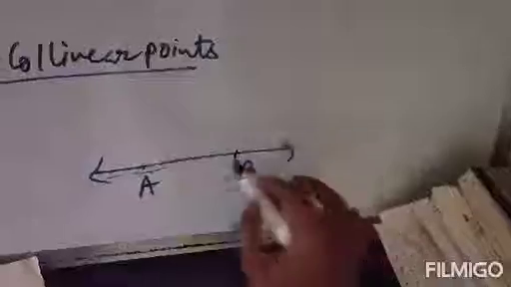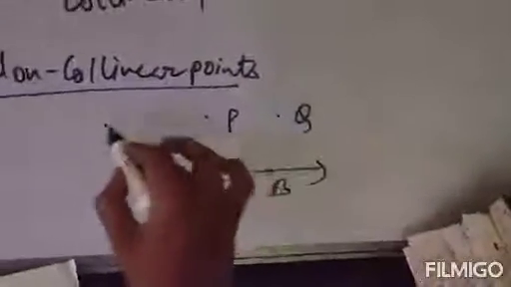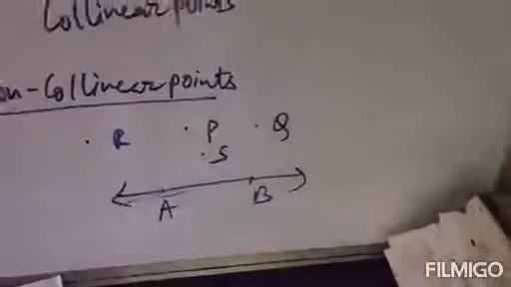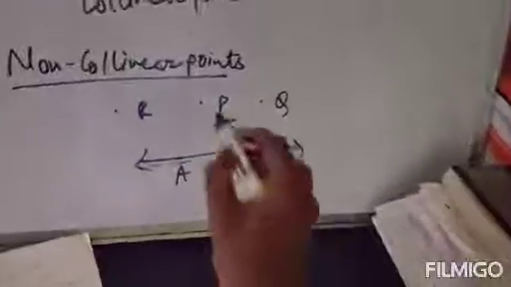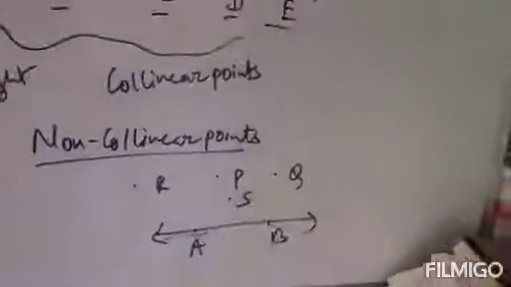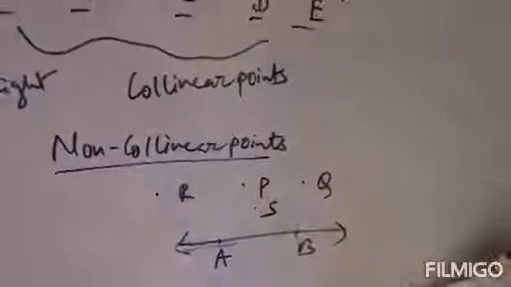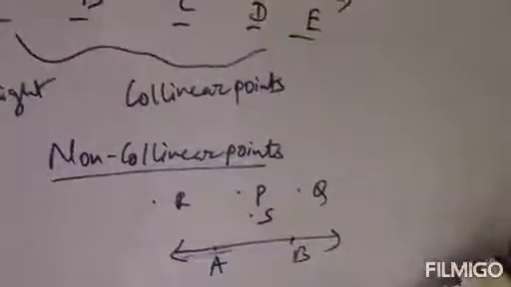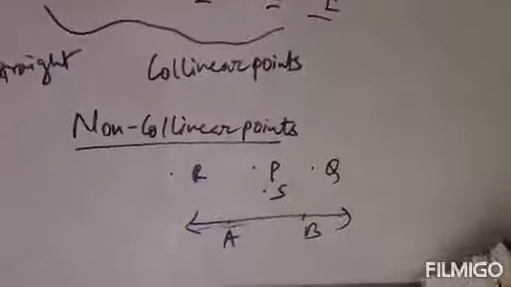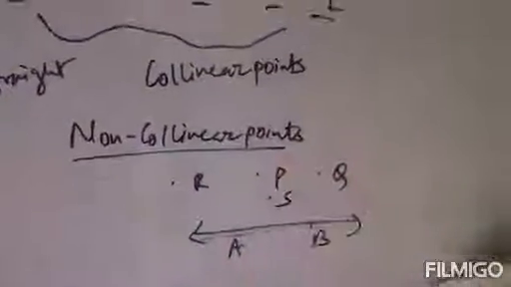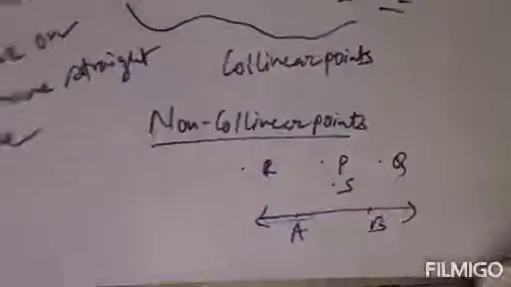Suppose this is a straight line AB, and here is the point P, here is the point Q, here is the point R, here is the point S. So all these points are non-collinear points. That means point P, point Q, point R and point S, these 4 points are non-collinear points, because they are not lying on the straight line. Clear?